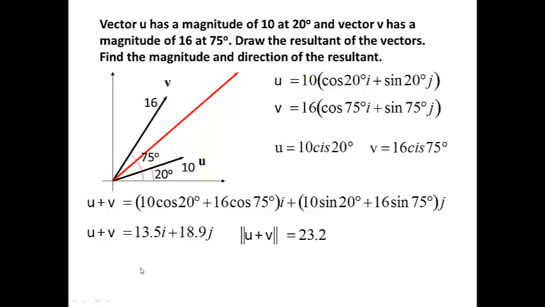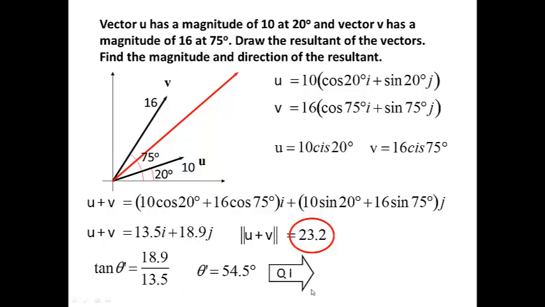Then to find the angle, remember that tangent of the reference angle is sine over cosine, and taking the arctangent of 18.9 over 13.5, I get 54.5 degrees. Okay, and we're in quadrant 1, so my reference angle is actually my angle. So that's all the answers there. Okay, so there's my magnitude, done, the direction, done.